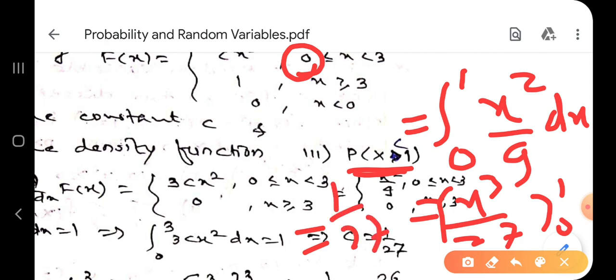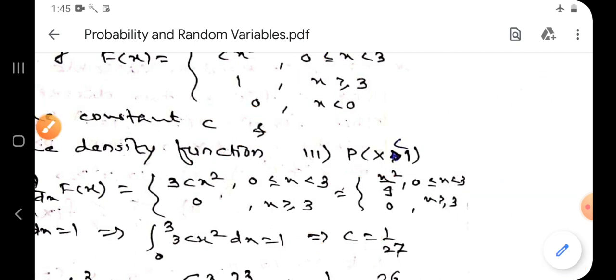Correct? 0 to 1 is there. X less than 1, no? If x is greater than 1, then 1 to 3 we have to take. 1 to 3. Understood? So all questions get clear there. You will get your answer here.